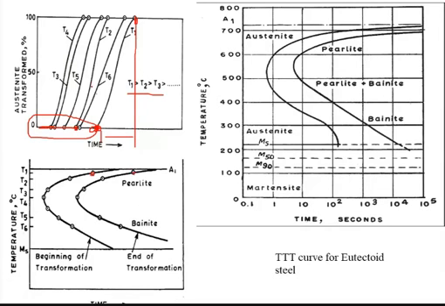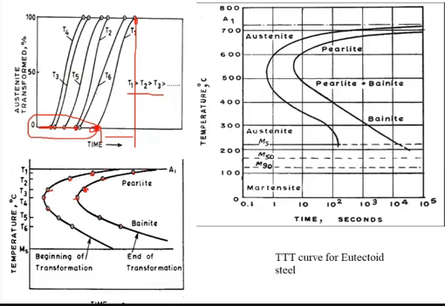Similarly for T2, this is the curve of T2. At this point transformation starts and at this point transformation has ended. Similarly for T3, at this time transformation has started and at this point transformation has ended. Similarly for T4, T4 has the lowest incubation period, you can see it here. Now below T4, that is T5, the incubation period has again increased. So T5, T6.